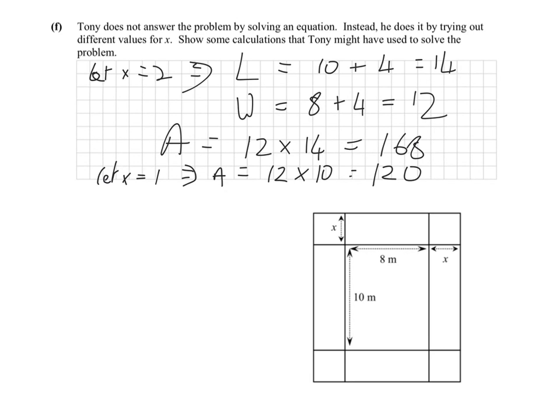So the question just says, show some calculations that Tony might have used to solve the problem. So you don't necessarily have to complete this from what I can read from this question. You've showed some calculations. You've showed x equals 1, x equals 2. I probably would, just to be sure, finish it off by saying let x equals 1.5. So clearly this method is a kind of long-winded way of doing it. But I suppose if you have pretty good judgment, you can get to the answer reasonably quickly. Having said that, I wouldn't say this is the best method of solving this problem.